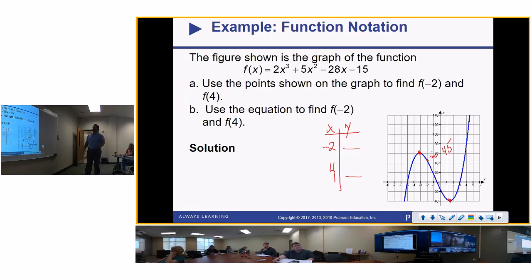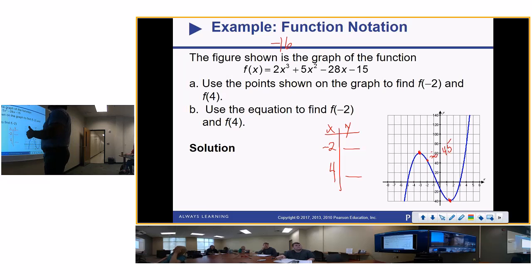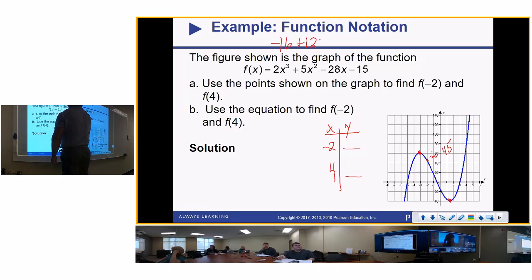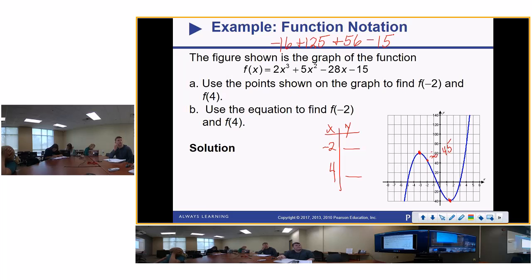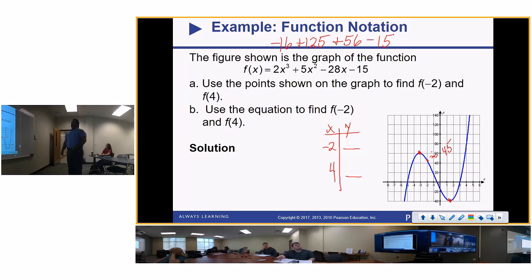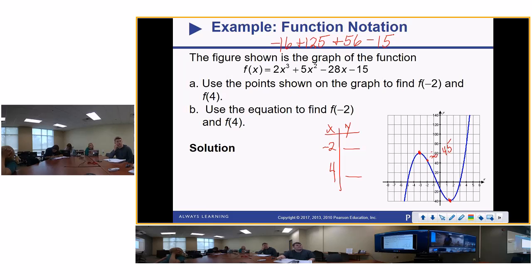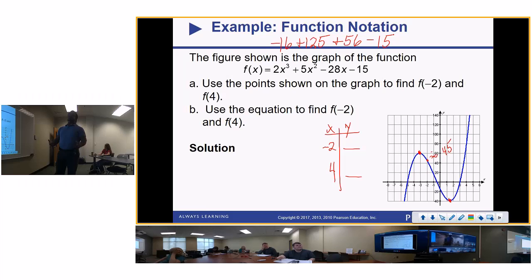Negative 2 to the third power is negative 8. Negative 8 times 2 is negative 16. Negative 2 squared is 25 times 5 is 125. Negative 28 times 2 is positive 56. Minus 15. All right, now add those four numbers up and tell me what you get. Make sure I did the math right. Somebody speak up if I made a mistake.